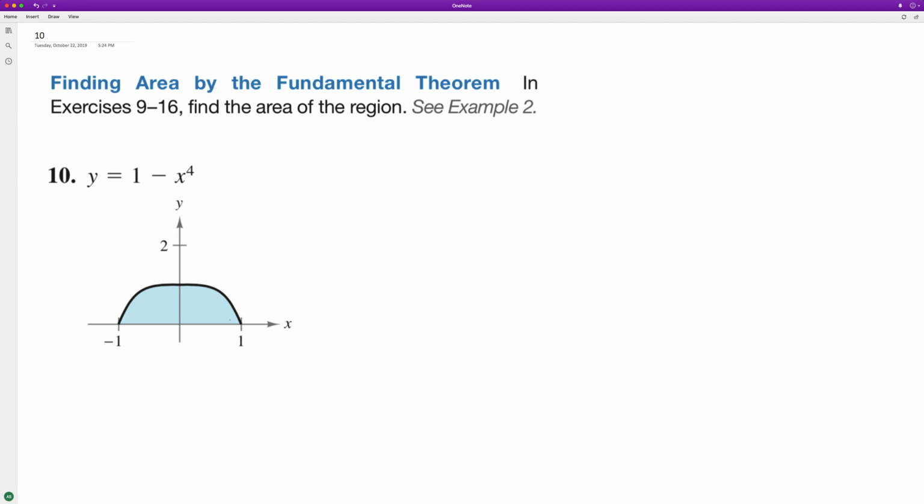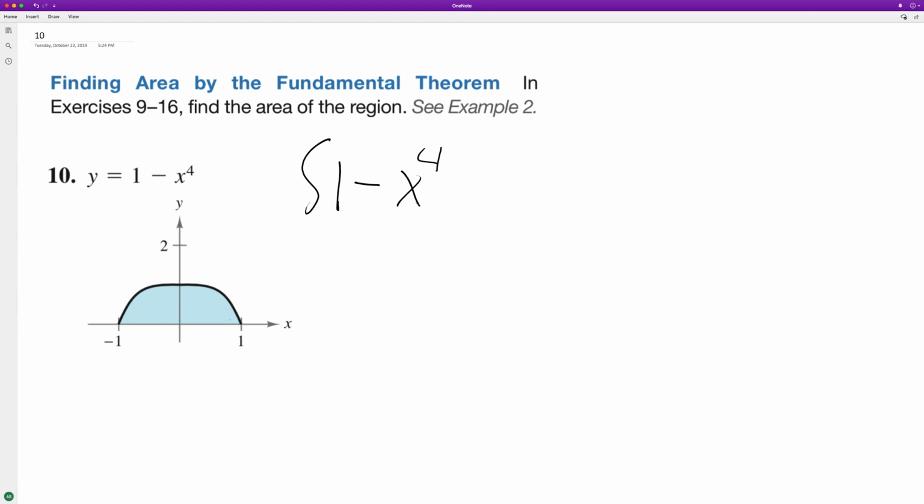here, it looks like when we integrate this from possibly -1 to 1, we might end up with a case where they cancel each other out. I'm not 100% sure, but let's go ahead and figure this out. So 1 minus x raised to the fourth, integrate the whole thing.